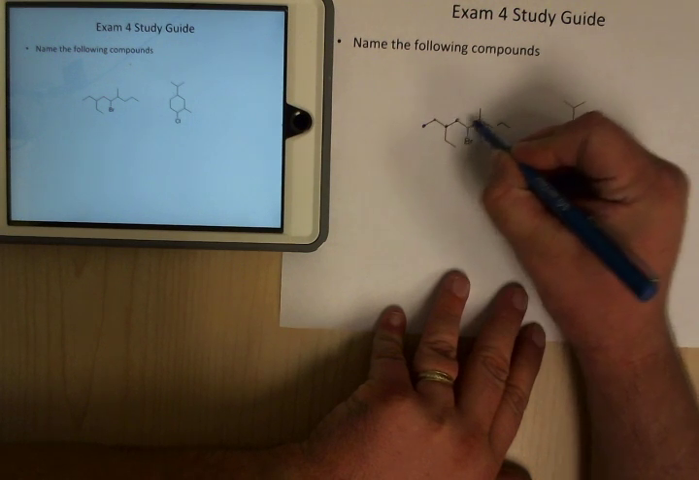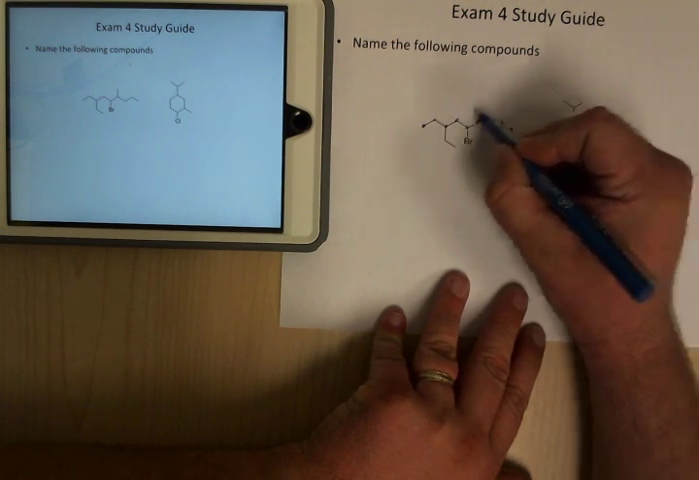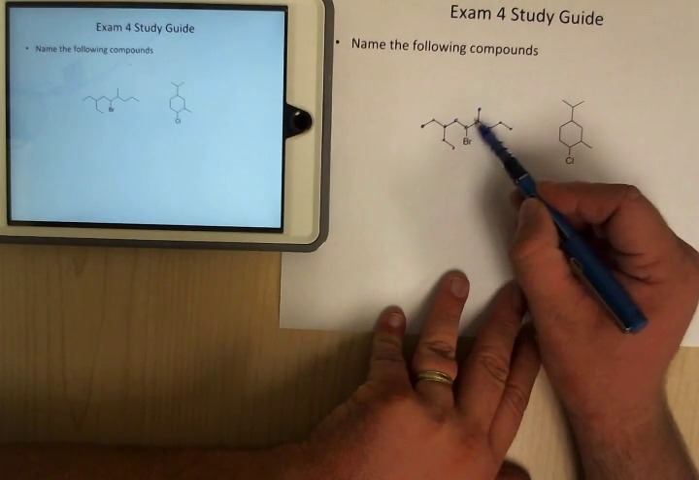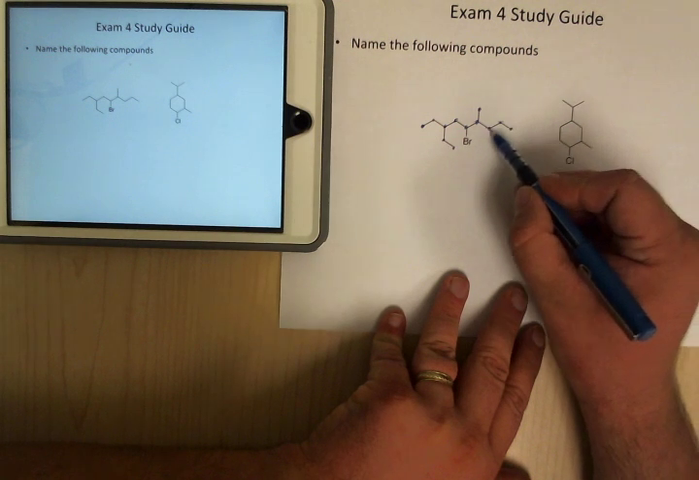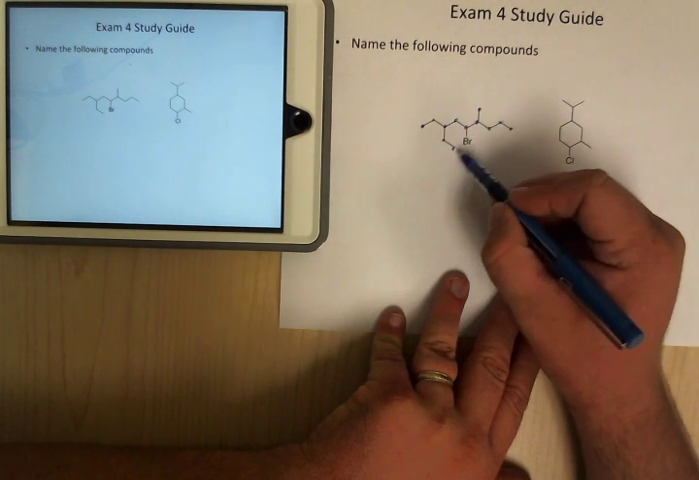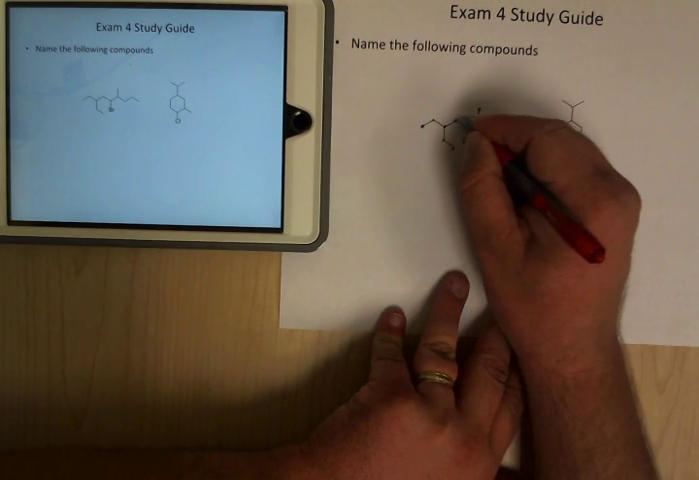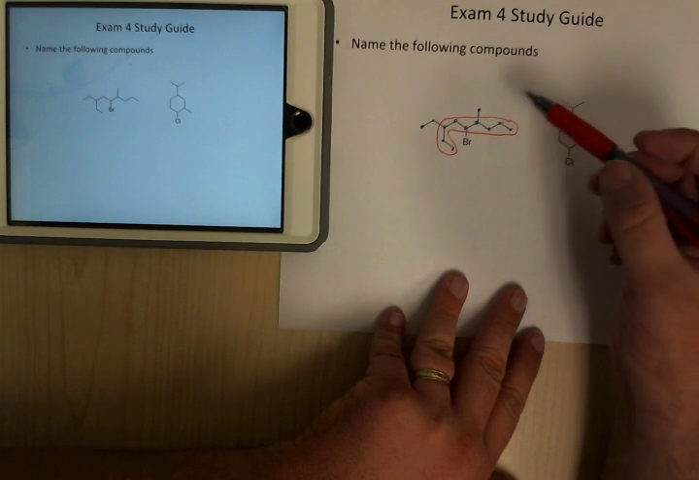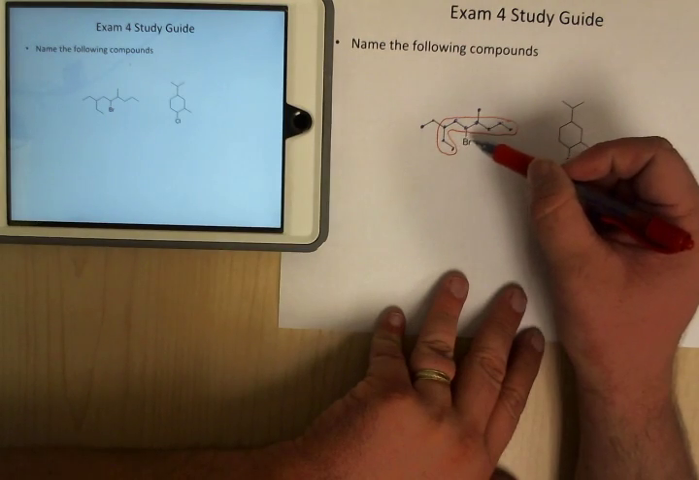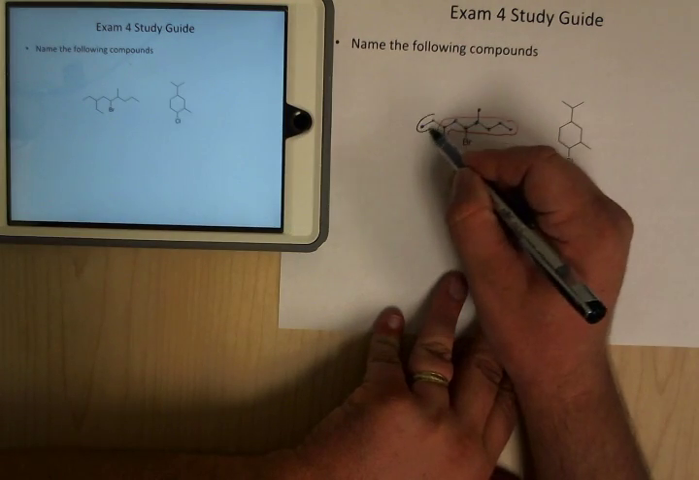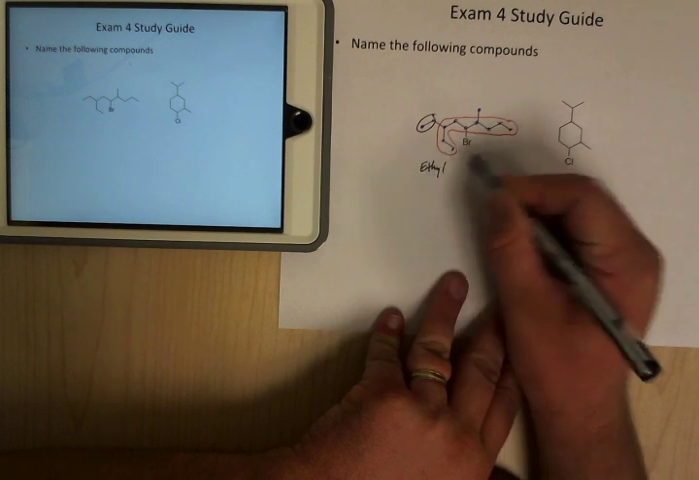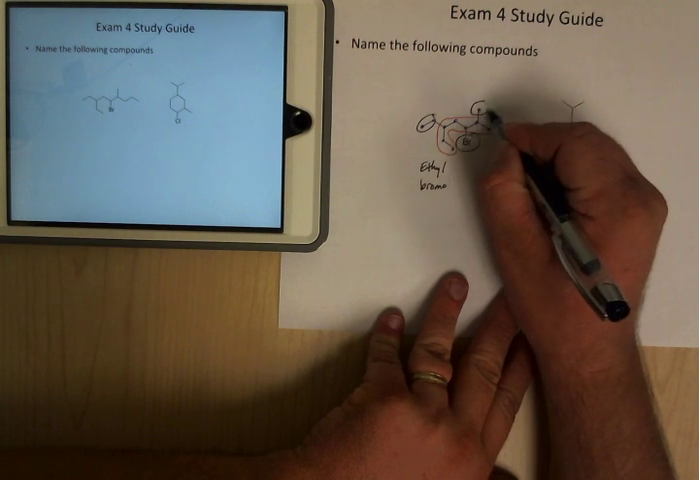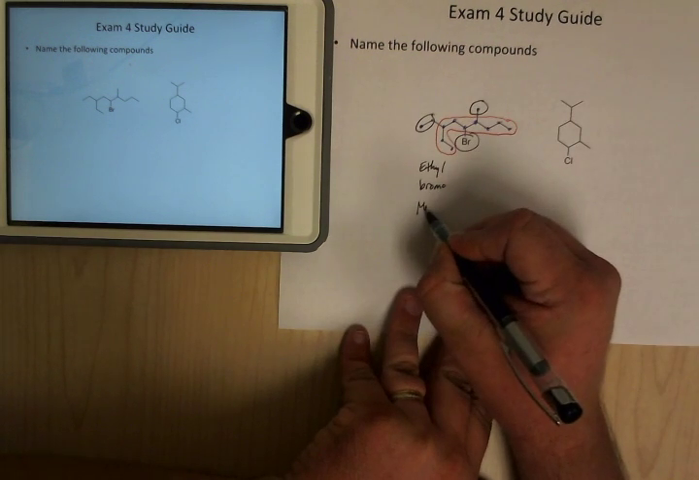For this one, 1, 2, 3, 4, 5, 6, 7, 8, 9, or you can go 1 through 9 the other way. Don't forget to go down the side chains. It's going to give the same name as long as it's the longest chain. So what side chains do we have? We have an ethyl, and we have the bromo, since it's a bromine, and then that methyl group.